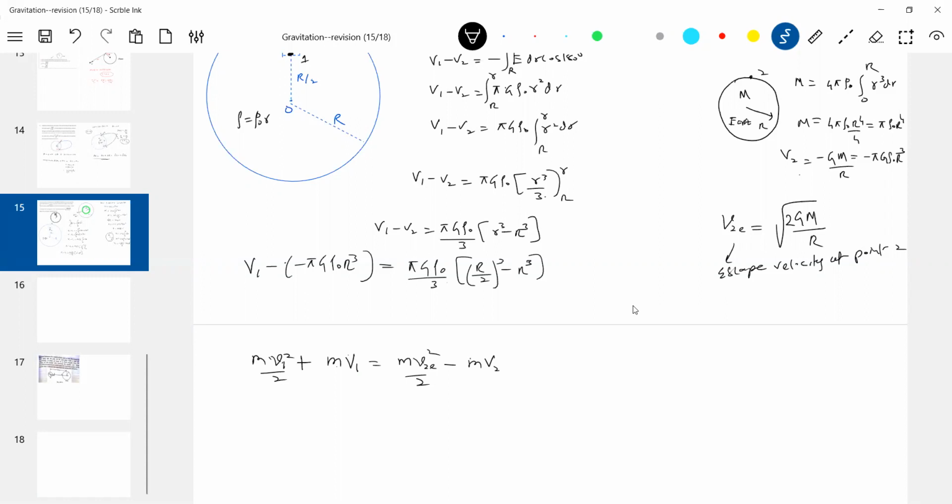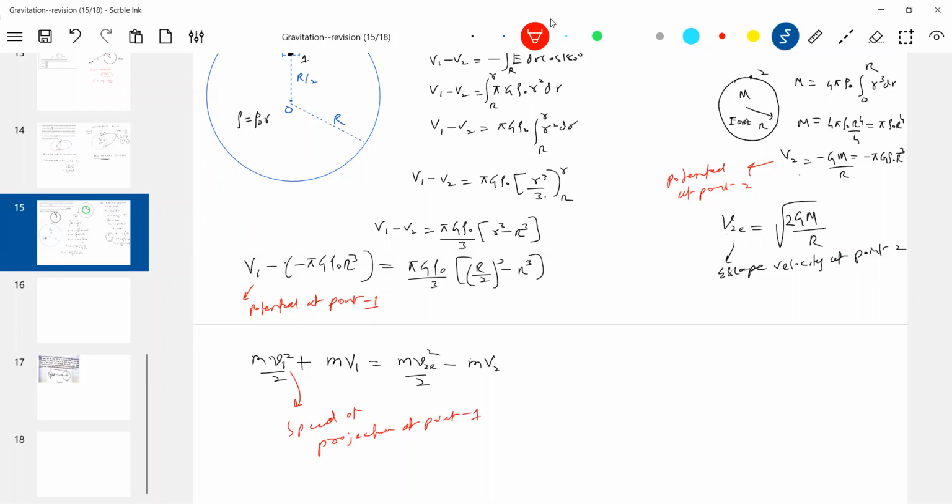Do we know the value of V2E? Yes, we know V2E. Do we know the value of V2, the potential at point 2? Yes, we know. Do we know the potential at point 1? We know. So we'll get the speed with which I should project from point 1. So this is the speed of projection at point 1.